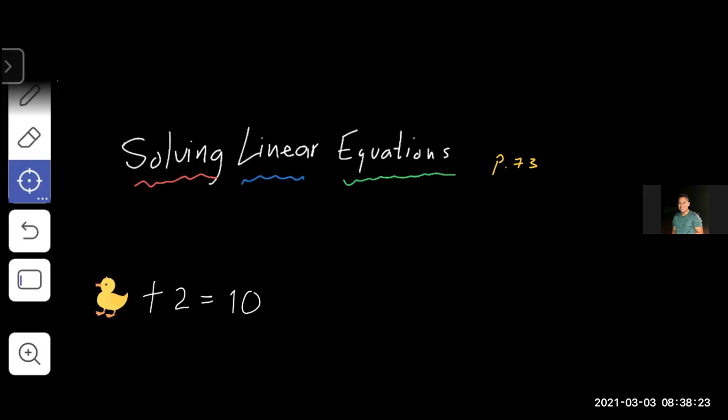Correct. That is 8, guys. Let's substitute 8 for the little dog. 8 plus 2 is 10, and 10 is equal to 10, guys, which is exactly what we did. Excellent.